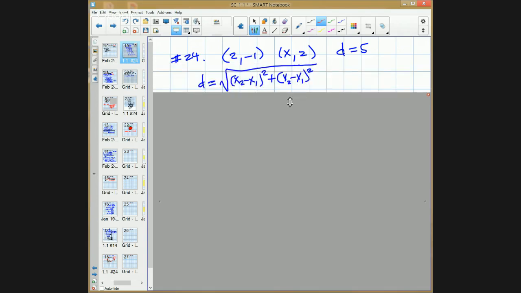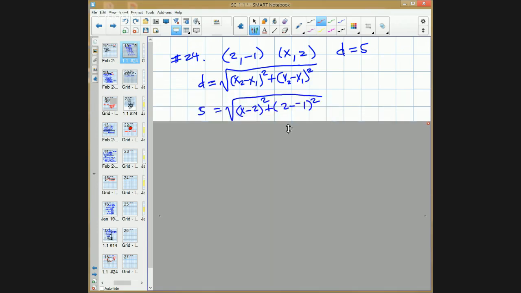So here's the same problem, only now we got to do this algebraically using the distance formula. So there's our distance formula. And now we know what d is. D is 5, so we stick a 5 in there. We know what x1 and y1 are. The only thing we don't know is what x2 is. So that's just a bare x. So do you see how in here there's only one variable left?